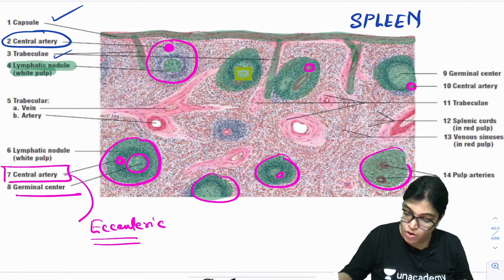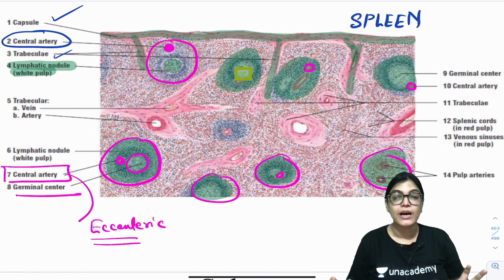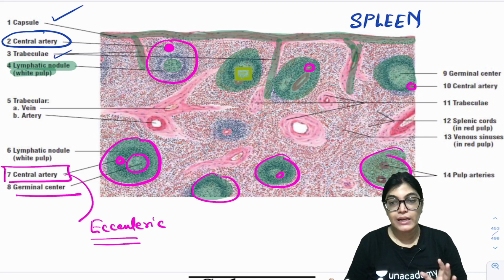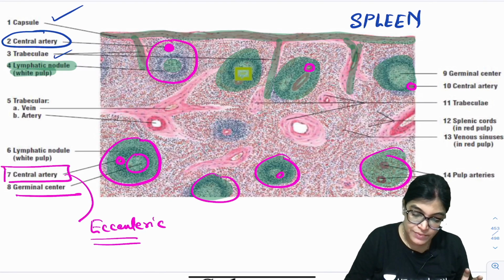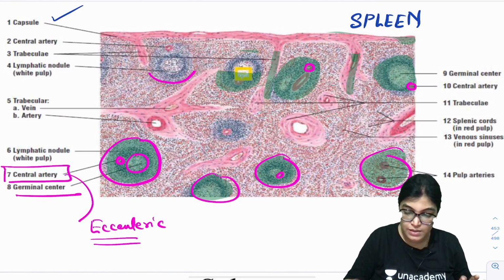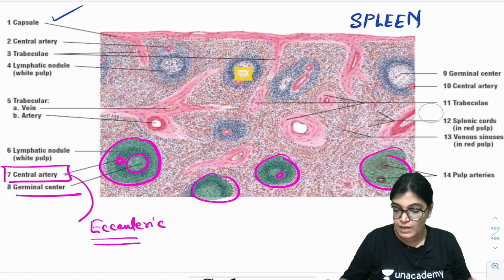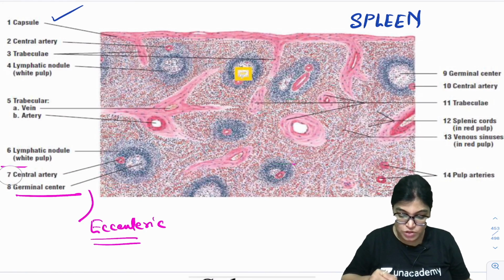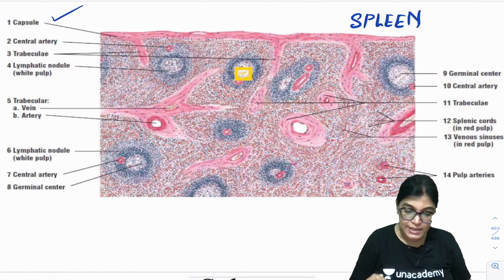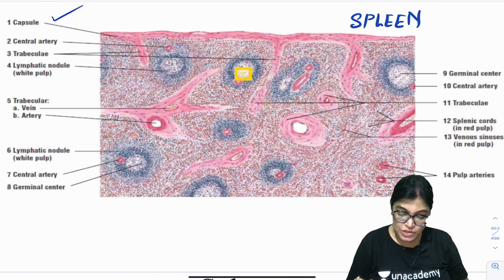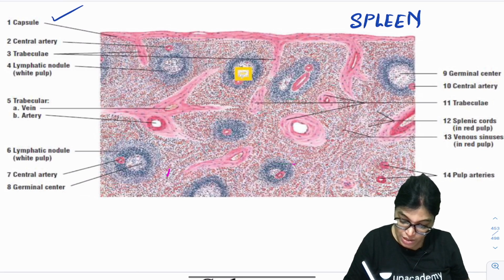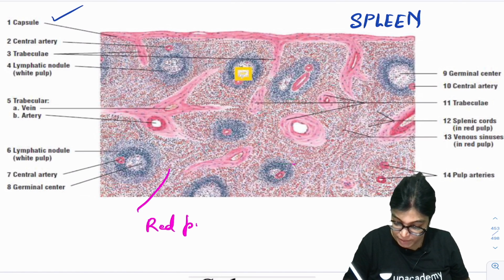This is all forming what? This is all forming the white pulp. So, we are done with this. Now, I would like to tell you the rest of the part which you are seeing. Other than that, what you are seeing here is the red pulp. So, this is all red pulp.